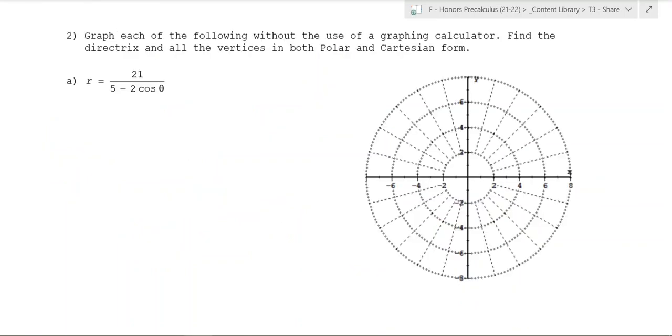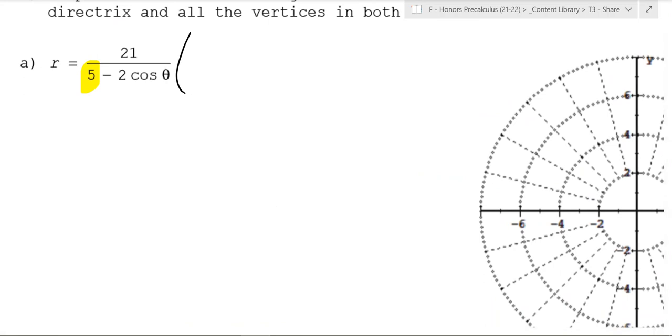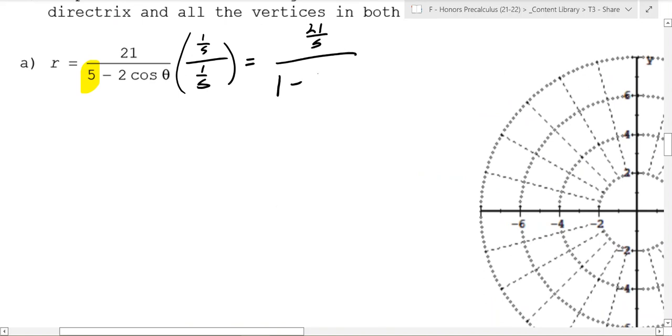So let's see if we can graph this without a graphing calculator. We're going to find the directrix and all the vertices in both polar and Cartesian. The first thing is, this is not 1, so we need to turn it into 1. We're going to do that by multiplying the top and bottom by 1/5. When we do that, we end up with 1 over 5 over 1 minus 2 over 5 cosine theta. That tells us that E is equal to 2/5, which is less than 1. Therefore this is an ellipse right here. Nice. What we can then do is plot some points.